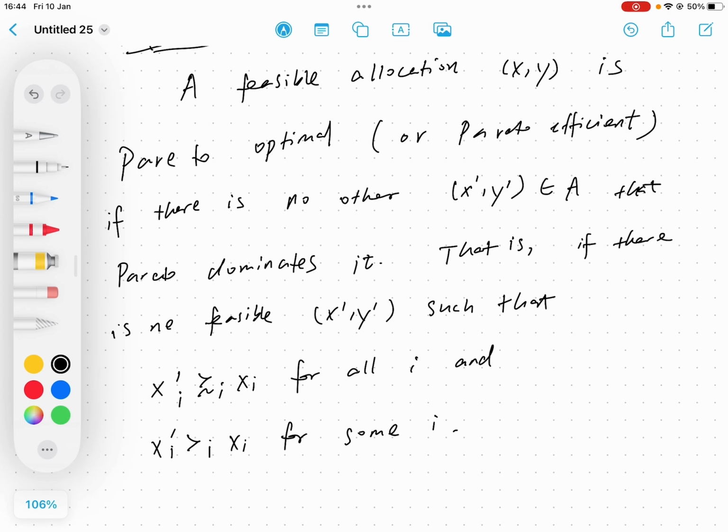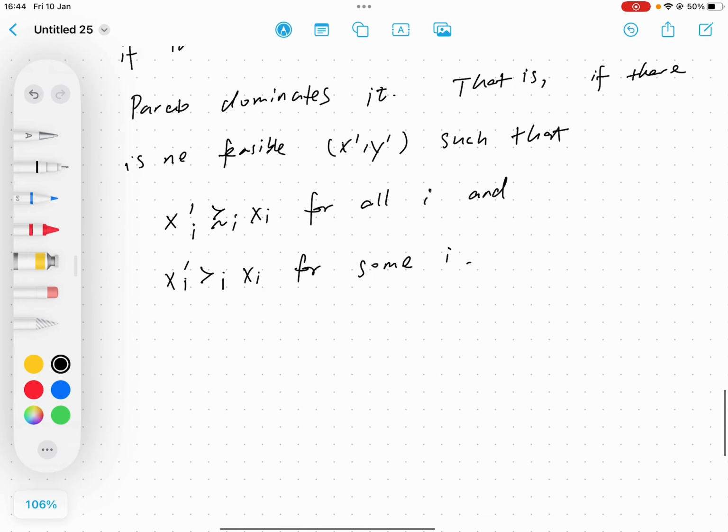So Pareto dominance means that there's no feasible allocation x prime, y prime, such that all people are not going worse, but at least some people are strictly better than before. That would be called Pareto dominant. But if we say that there's no other allocation that Pareto dominates the previous one, then this is called the status of Pareto optimal or Pareto efficient. Good, so that is Pareto efficiency or Pareto optimality.